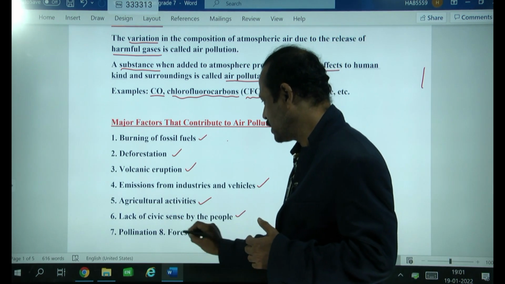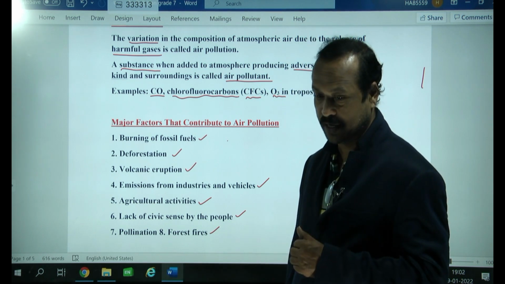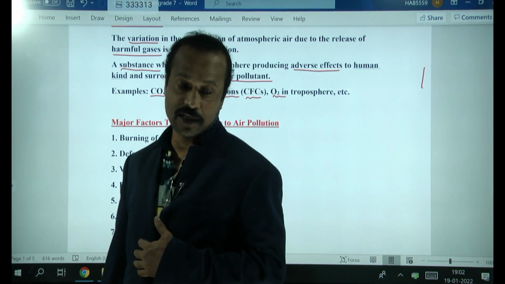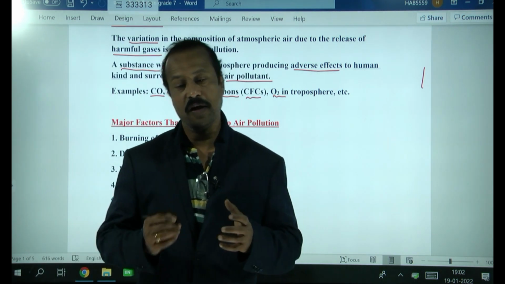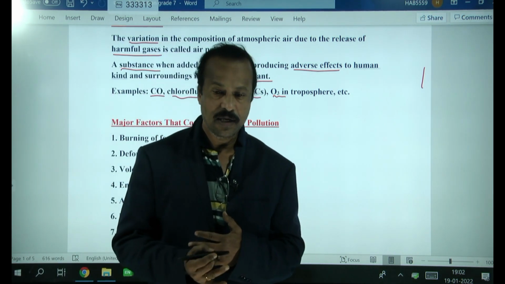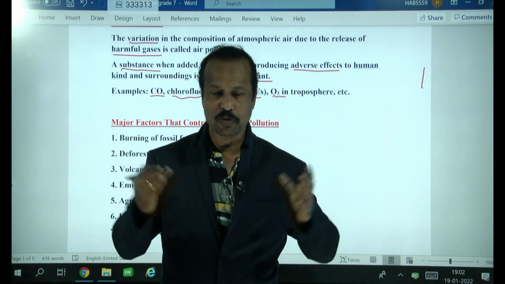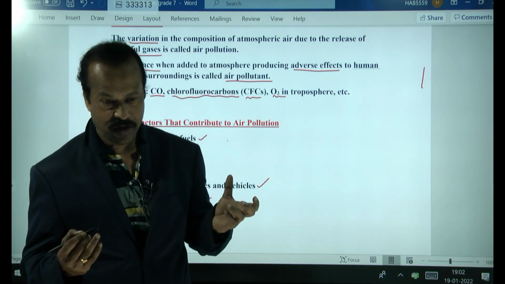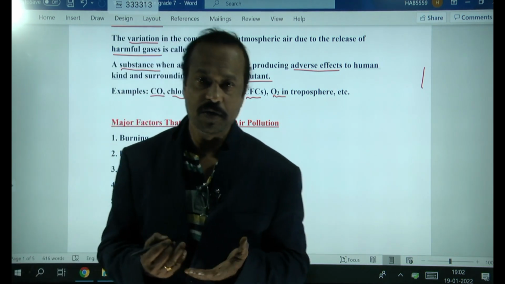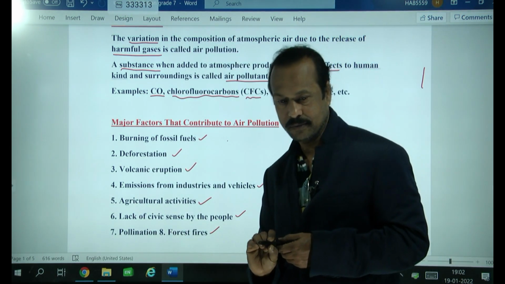And the next one is forest fires, which are also very important. Forest fires take place mostly in countries like Australia and America, every year in some place or other. Due to these fires most of the trees get burned and a lot of smoke is released, which enters the atmosphere and causes air pollution. Is this clear to you?